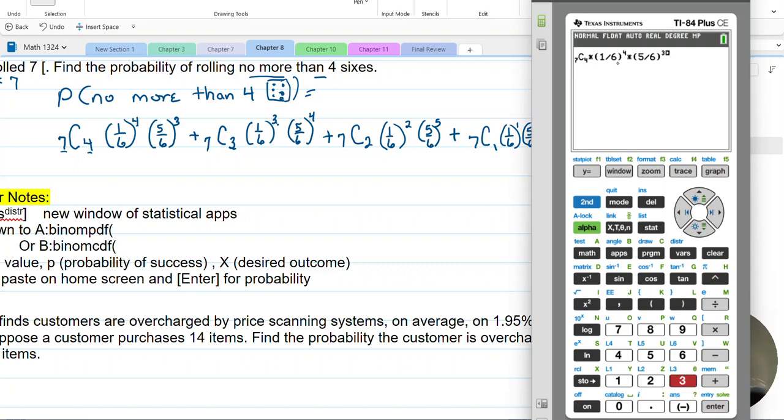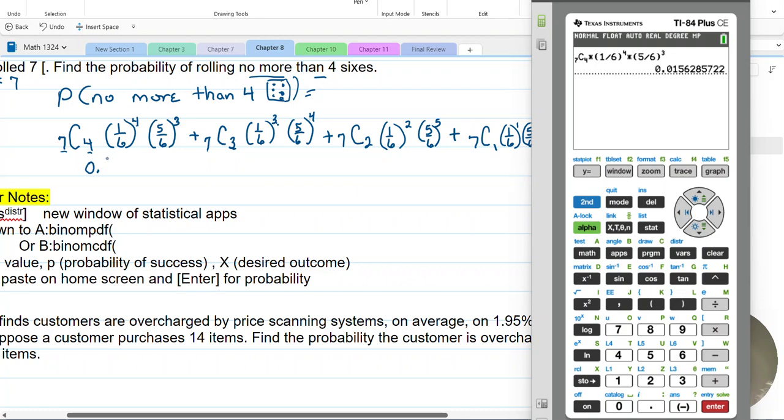Okay, so I have a 4 and I have a 3 to make the 7. The probability of success is 1/6, 1 out of the 6 sides, and the failure is 5 out of the 6. So I hit enter, and we do 4 decimal places. So this would be 0.0156.